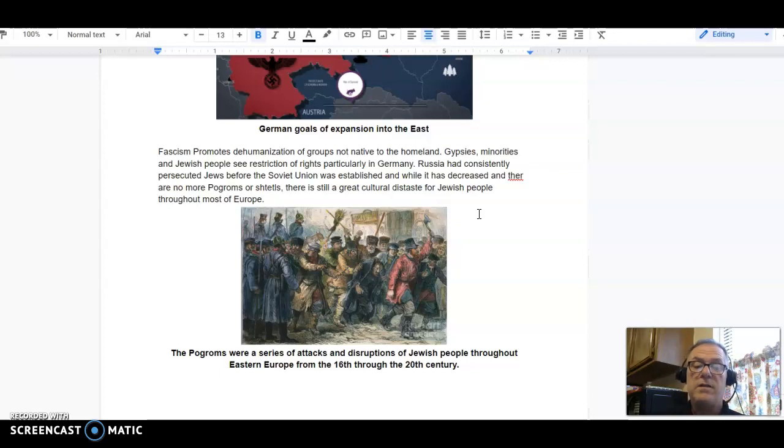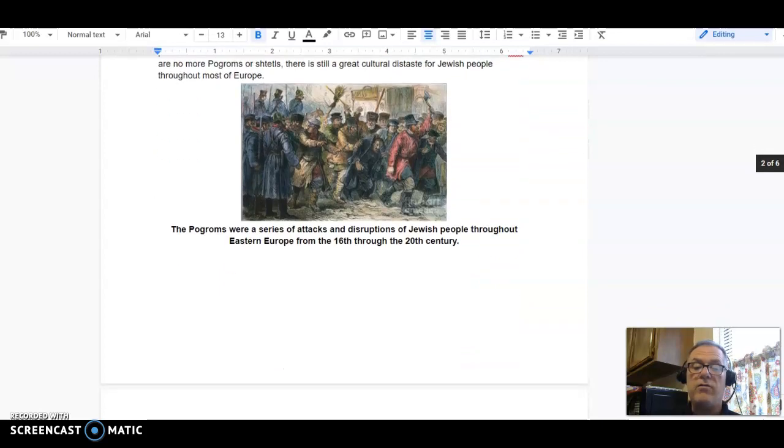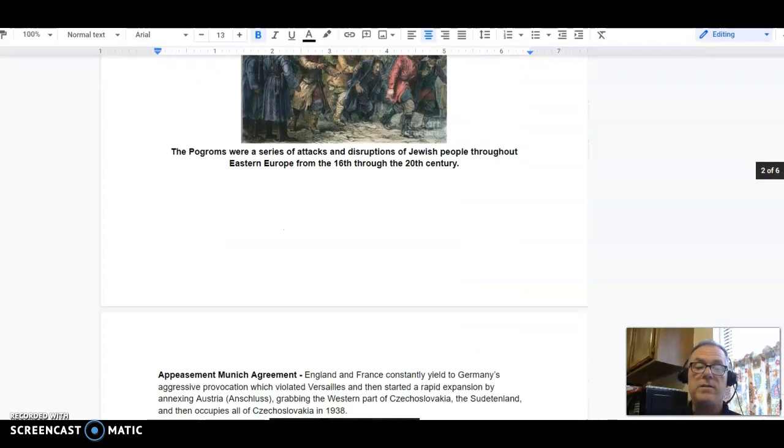And the pogroms were basically meant to disrupt Jewish people. They were distrusted because of their cultural differences and because of their religious differences. And this has been something that had gone on since the Middle Ages. Here's a picture of people being forced out of their homes and made to resettle in a faraway place.